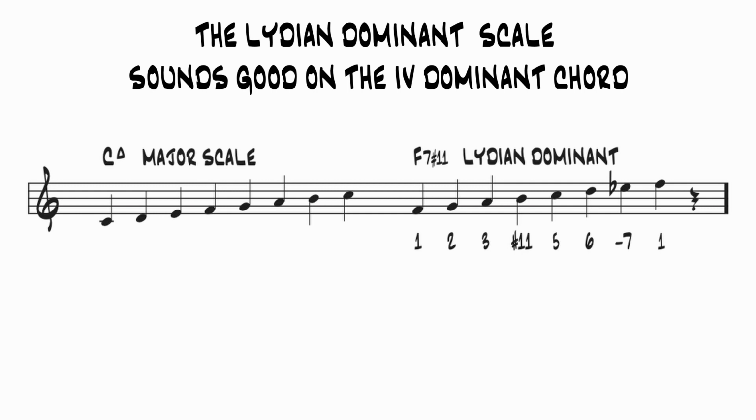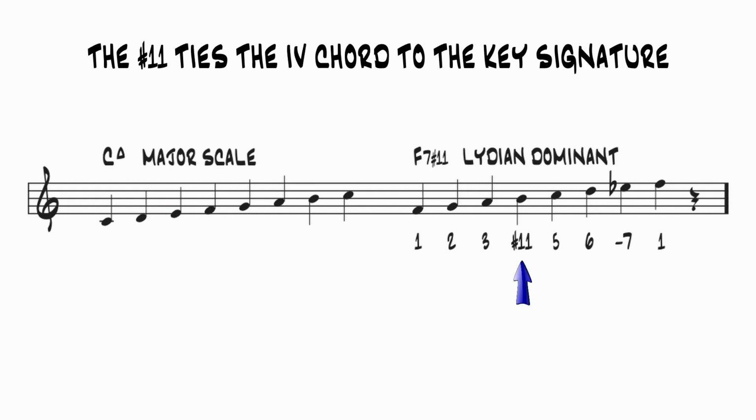A good example of where you'd use the Lydian dominant scale would be the 4 dominant chord, which would be F7 in the key of C. Because the chord is occurring in the key of C, the sharp 11, or B natural, not only adds an attractive color to the chord, but it ties the chord into the key signature.